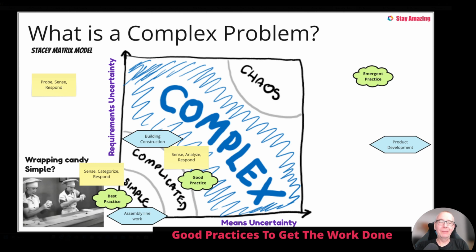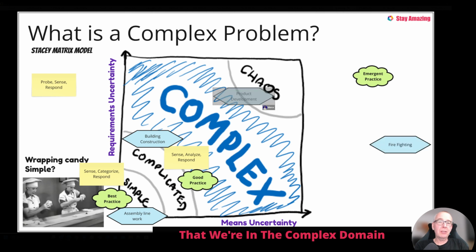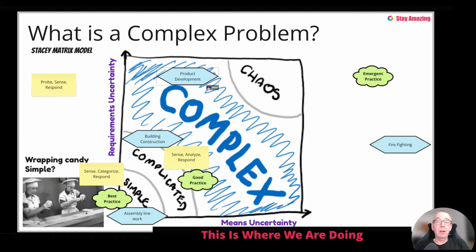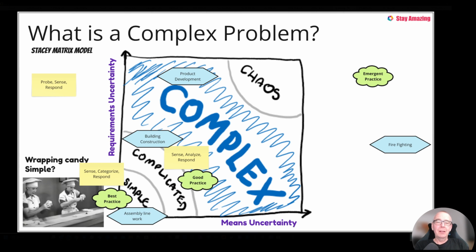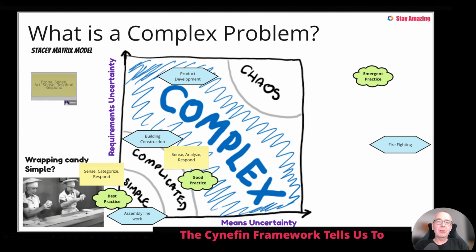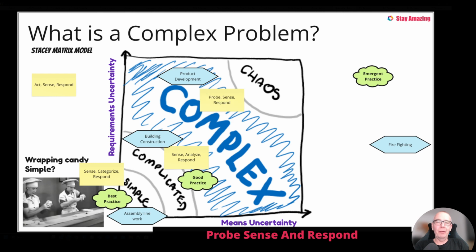When we have a lot of uncertainty of what we are doing and how we are doing it, the Stacey matrix model tells us that we're in the complex domain. This is where we are doing product development or software development. The Cynefin framework tells us to probe, sense and respond, and that we're going to be using emergent practices that we will be improving as we do the work.